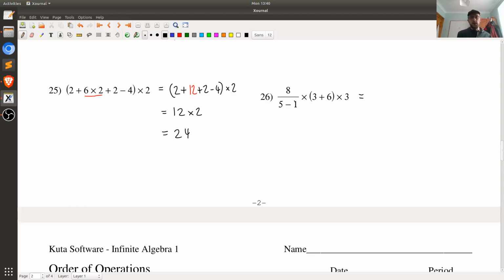And finally, over here, we're going to handle the denominator first, because there's an invisible pair of brackets here, and then we're going to handle this pair of brackets here. So, it becomes 8 over 4 times, let's see, what's 3 add 6? That's 9, and then times by 3. Okay. And what's 8 divided by 4? The answer is 2. So 2 times 9 times 3. And then just from left to right, 18 times 3 is 54.